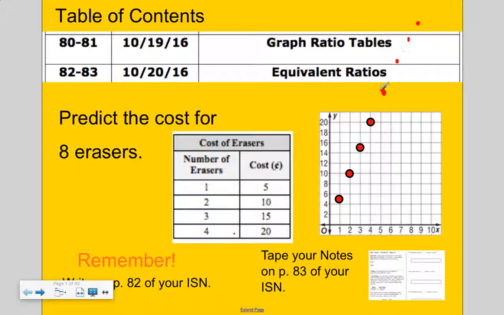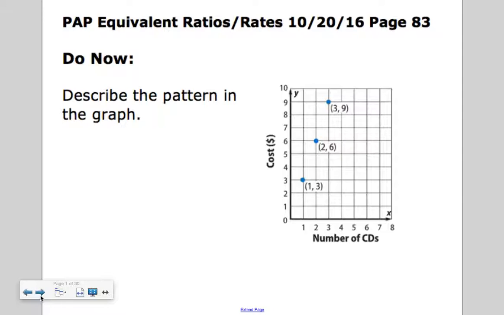So if I look at this, I could extend my graph as such, where you can see 1 eraser costs 5 cents, 2 erasers cost 10 cents, 3, 15, 4, 20. So 5 would be 25, 6 would be 30, 7 would be 35. So I predict 8 will be 40. So you can use a table or you can extend a graph to make predictions.